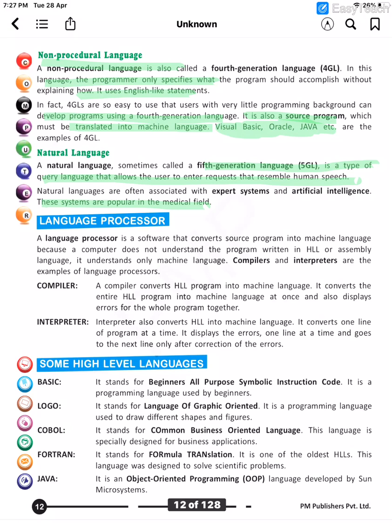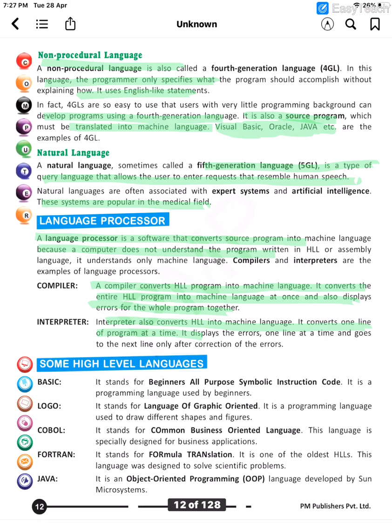Now, a language processor is basically software that converts the source program into machine language. A compiler converts the program statements or HLL code all at once, whereas an interpreter converts it line by line, as I told you. So the compiler converts all at once. That means if you have 10 lines, they will be converted all together, whereas in the interpreter we are doing it one by one.